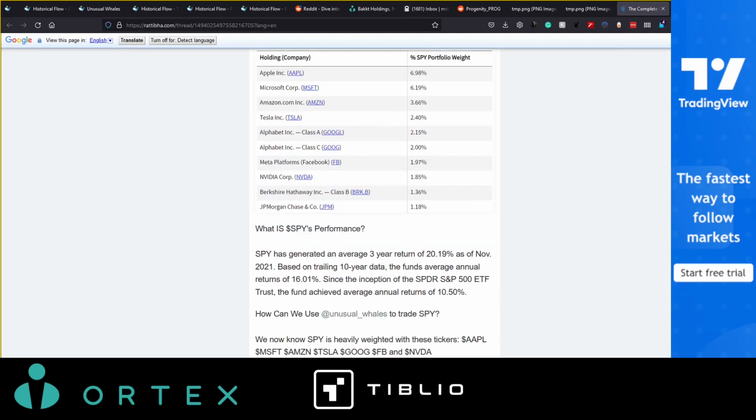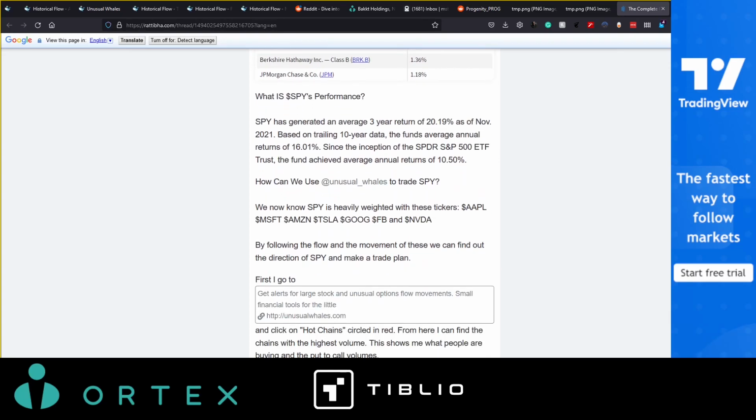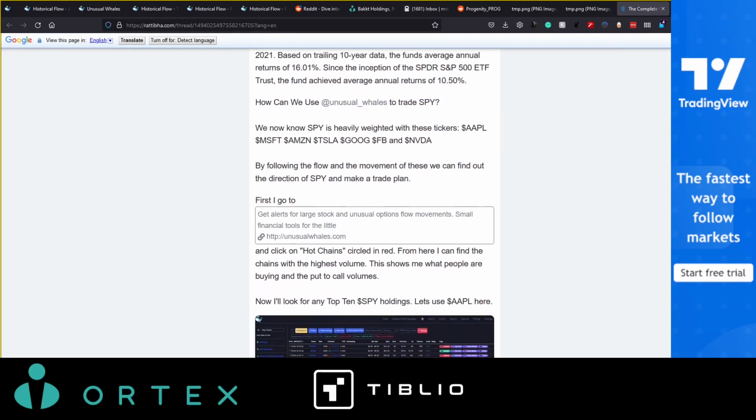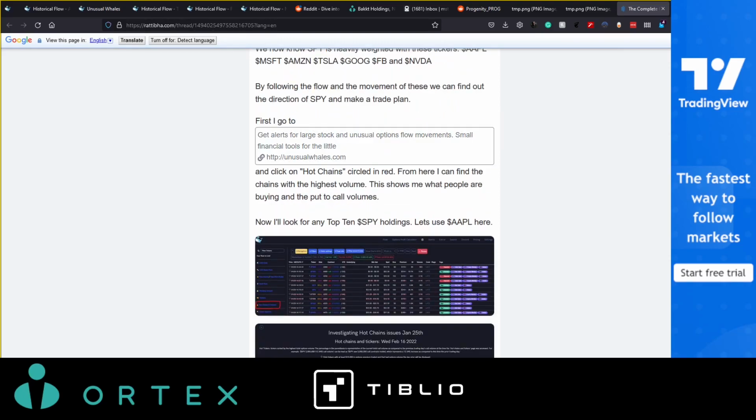So just in the top 5 or the top 6, you got Apple, Microsoft, Amazon, Tesla, and Google, and those are by themselves almost 20% of the weight of the SPY. So that's quite a lot of weight, so we can mainly just focus on those particular tickers, and you can get a bearing on what exactly is going on with any particular stock.